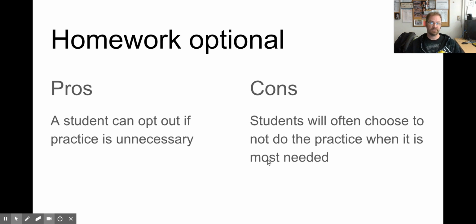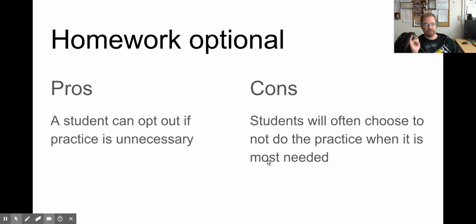The thing is that the kids that really need the extra practice don't do it. And you'll see that when I show you my graph of data in a minute. The con is that students will often choose to not do the practice when it is most needed, which is kind of what I just said.